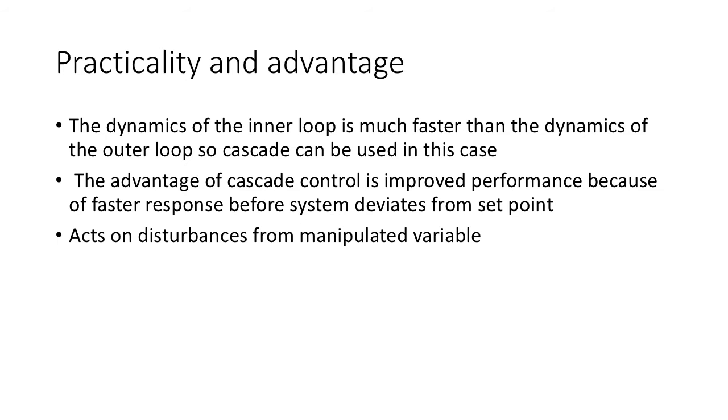The dynamics of the inner loop is much faster than the dynamics of the outer loop, so cascade can be used in this case. The advantage of cascade control is improved performance because of faster response before the system deviates from set point. Another advantage is that it acts on disturbances that come from the manipulated variable.